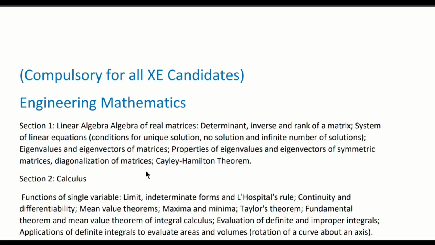Compulsory for all XE candidates. Engineering Mathematics. Section 1, Linear Algebra. Algebra of real matrices, determinant, inverse and rank of a matrix, system of linear equations, conditions for unique solution, no solution and infinite number of solutions, eigenvalues and eigenvectors of matrices, properties of eigenvalues and eigenvectors of symmetric matrices, diagonalization of matrices, Cayley-Hamilton theorem. Section 2, Calculus.